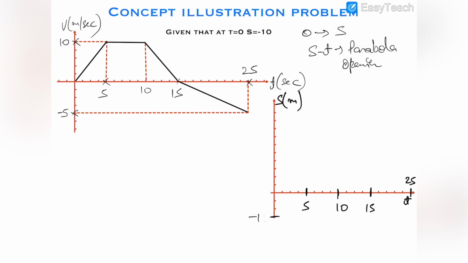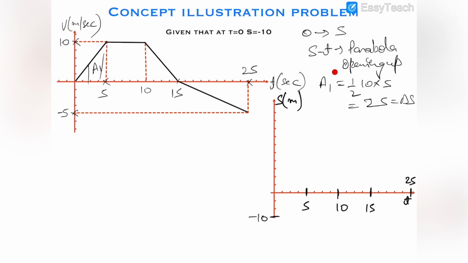Parabola opening up. Now you can see that this area A1 is equal to half into 10 into 5. So this area is 25 and this is positive change in displacement. So if the graph is starting from minus 10 and a change of displacement of plus 25 has occurred, the graph will move in the upward direction and it will move till 15, because minus 10 plus 25 would be plus 15. So this would be a parabola opening up.